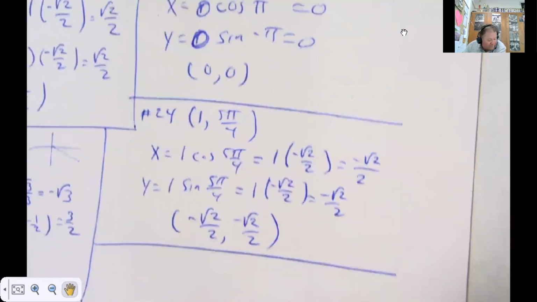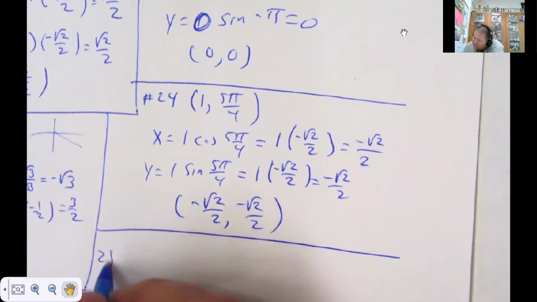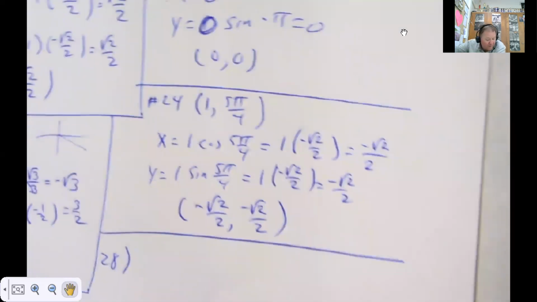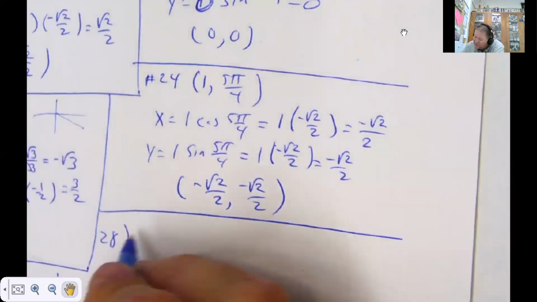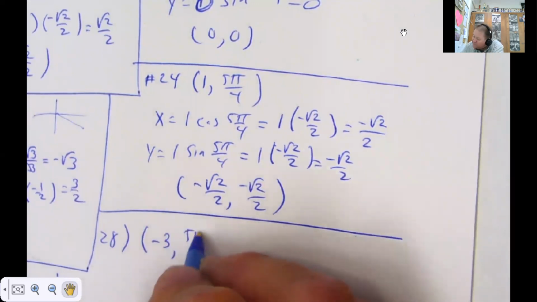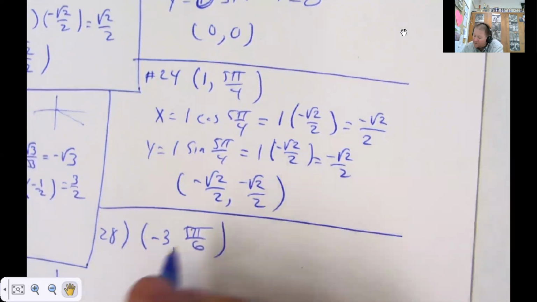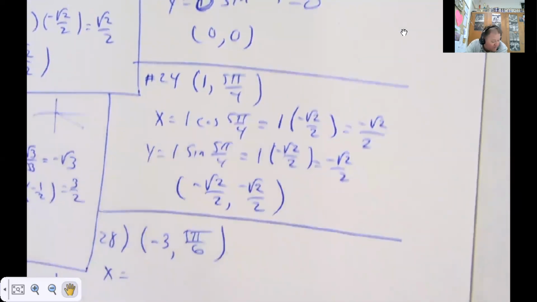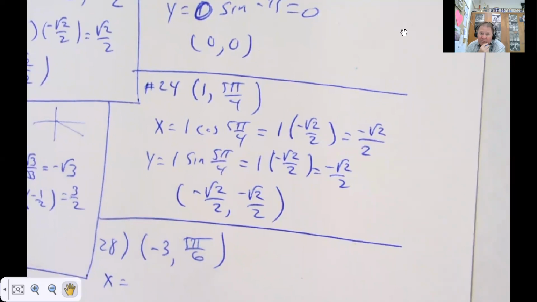So as an ordered pair, it's -√2 over 2, comma -√2 over 2. Alrighty, and now 28. I almost said 27 because we do multiples of 3 a lot of times. 28 is, you can see it's kind of repetitive. -3, 5 pi over 6. All right, so the x value, well, I should read the instructions. Okay, I'm doing it right this time.